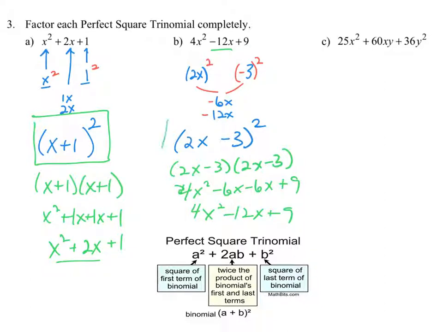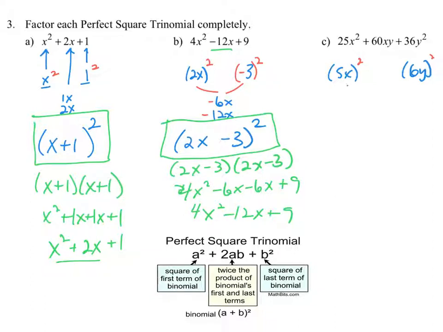So we know that the correct factored form is the quantity 2x minus 3 squared. In example C, we have 25x squared plus 60xy plus 36y squared. 25x squared is a perfect square. We could write that as 5x to the second power. The 36y squared we can write as 6y to the second power.